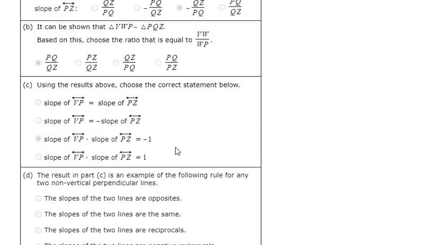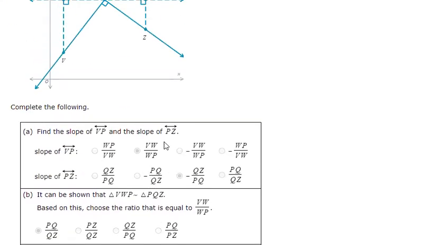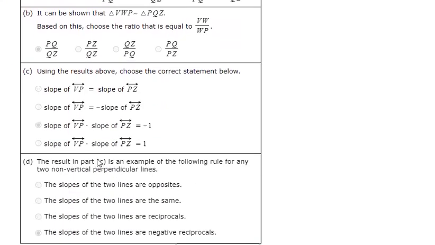So yeah, whenever you have the first relation VW divided by WP, this is the slope of the first line. This is the slope of the second line. If you multiply this slope by this slope, you actually get -1. So that is why we have to choose this product to be -1.